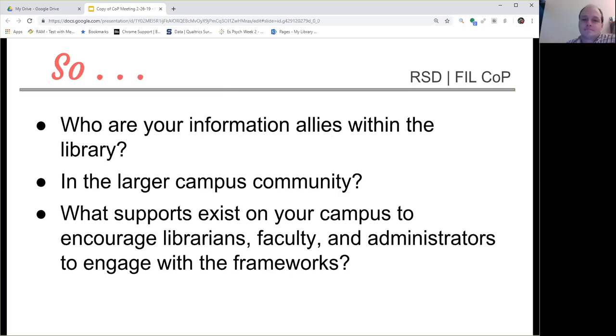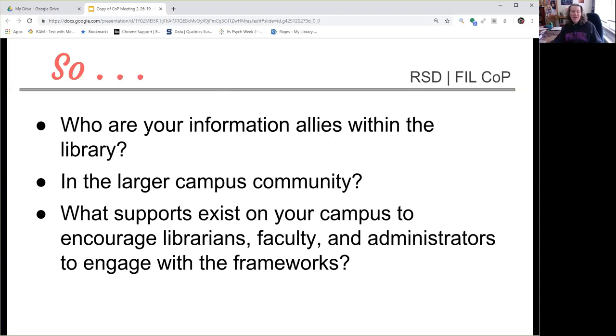How about just in terms of connecting research, information literacy, others across campus? Is there support that exists on your campuses that will encourage this cross-pollination, the other faculty, librarians, administrators to work with one another or to engage with these frameworks?